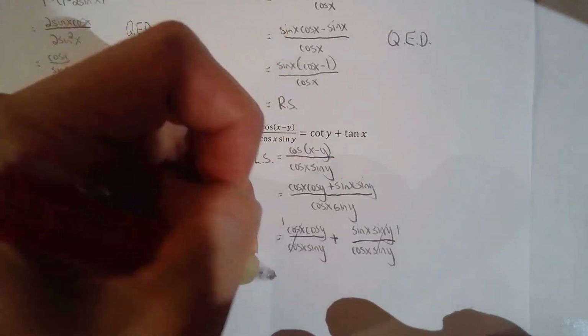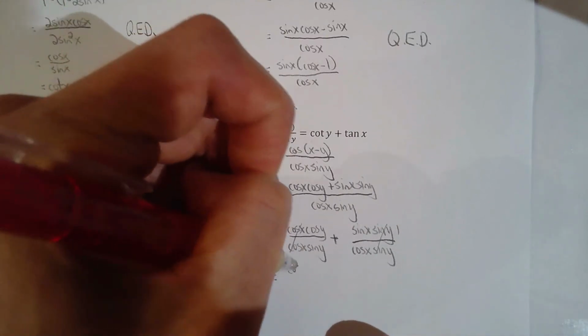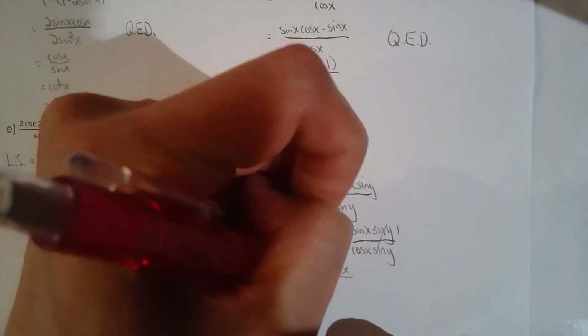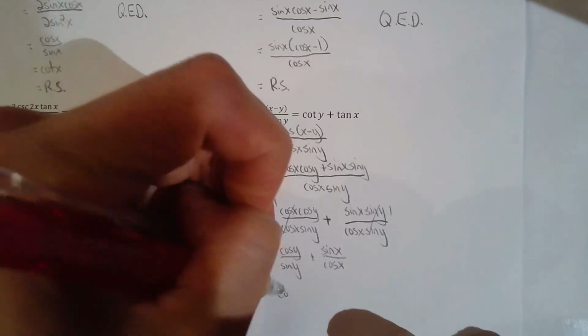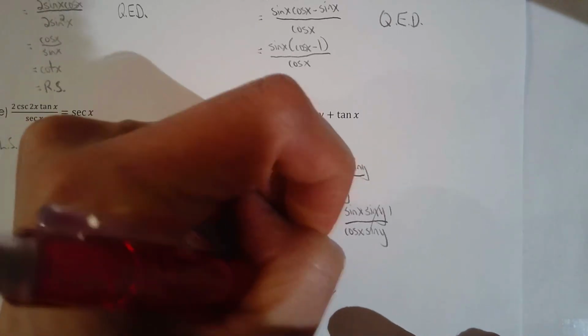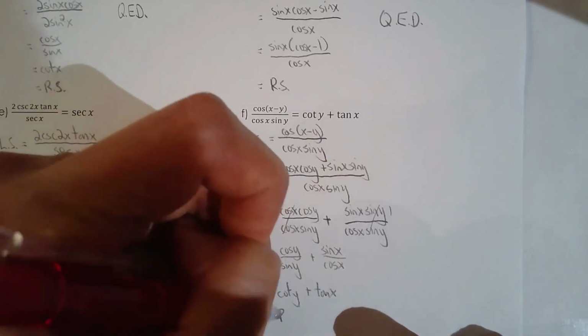So cos x cos y over cos x sine y plus sine x sine y over cos x sine y. Cancel out the common factors. So you're left with cos y over sine y plus sine x over cos x. So that's cotan y plus tan x. Hey, what do you know? That's the right side. QED.